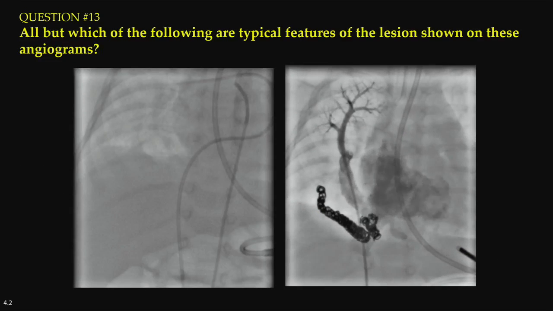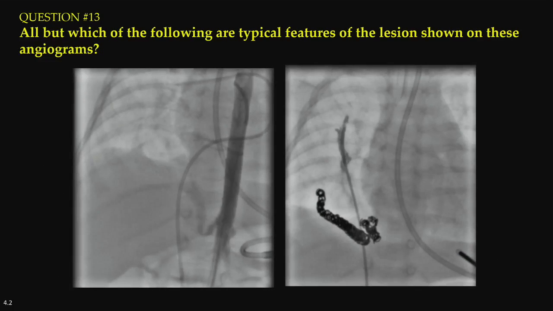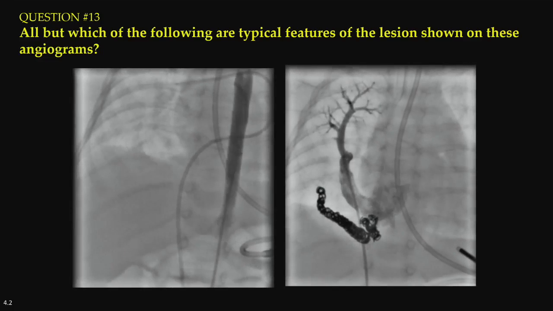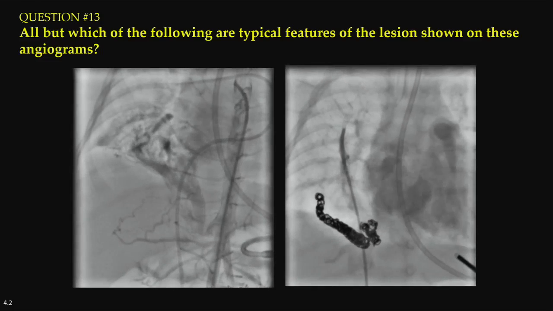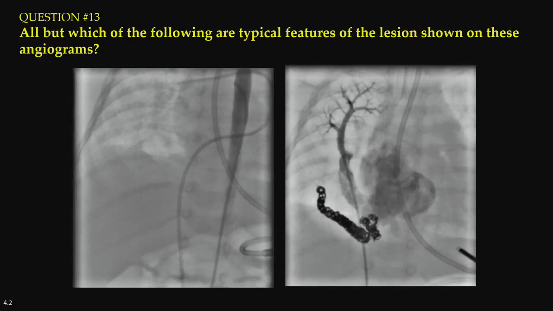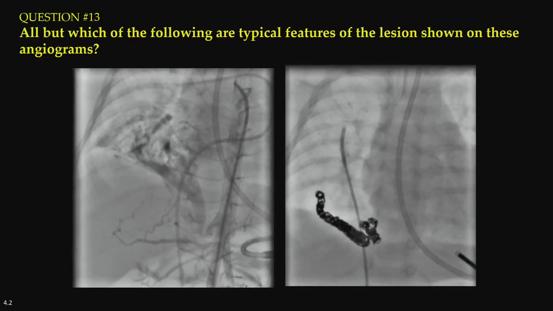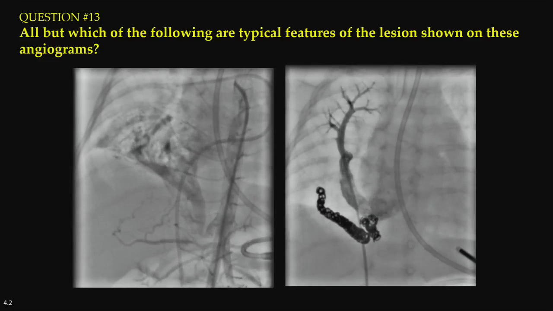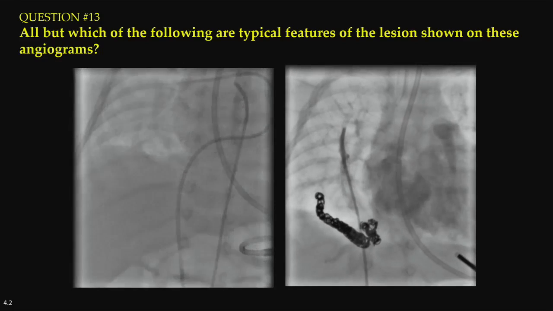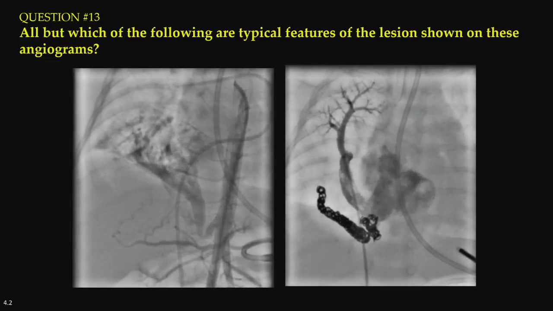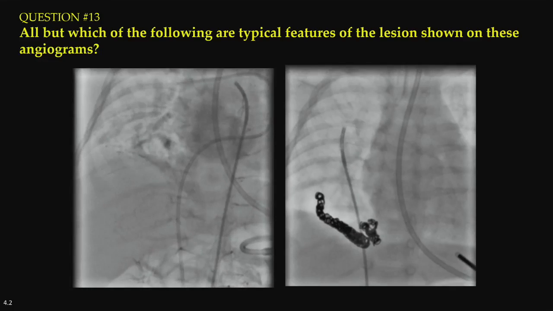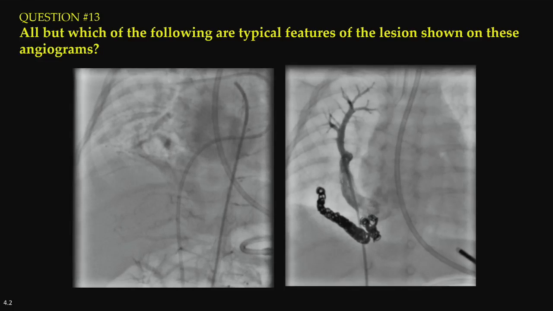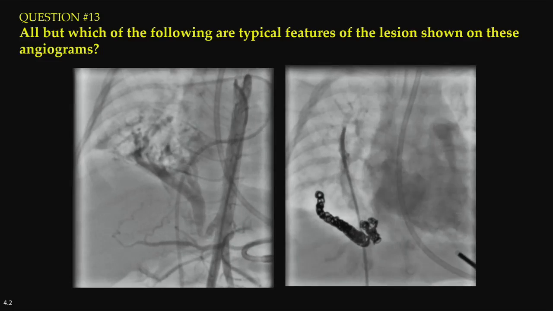All right, now this is another classic angio of a rare condition that you should get to know. It doesn't ask you what it is, it asks you all but which of the following are typical features of the lesions shown on these angiograms. So the first thing is figure out what you're looking at first. So I'll walk you through it a little bit.